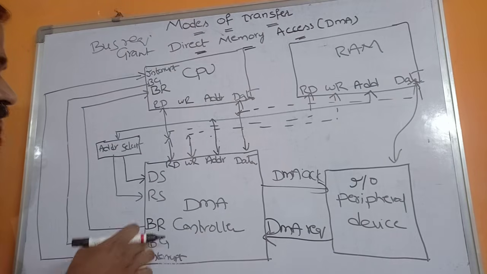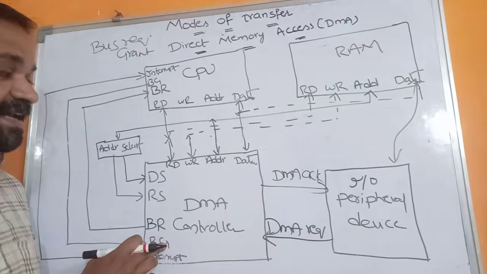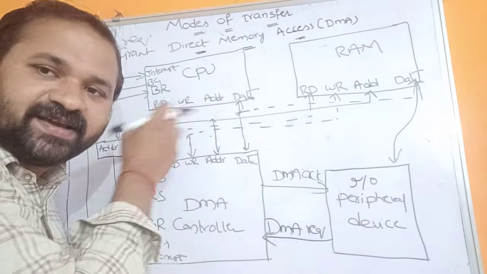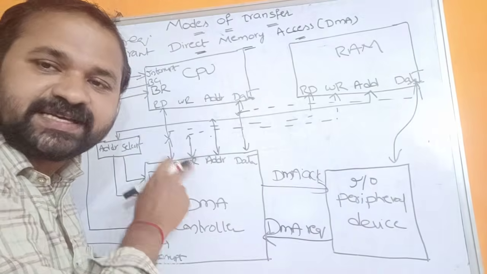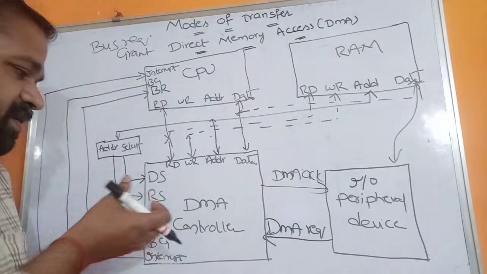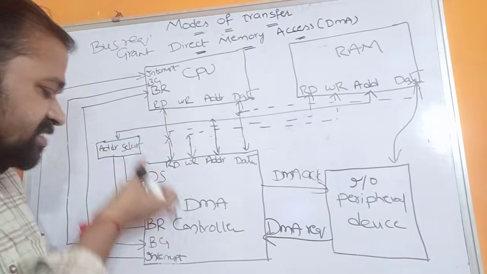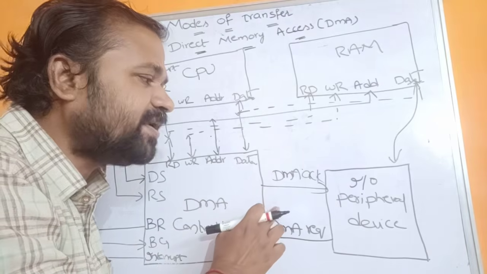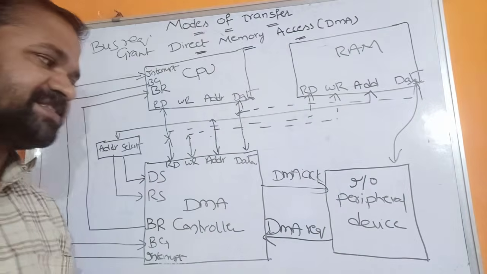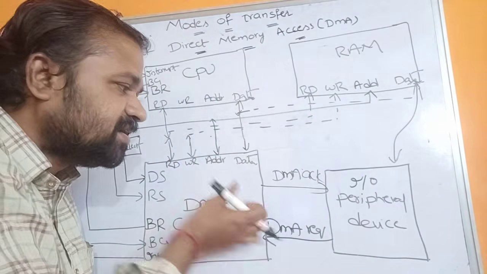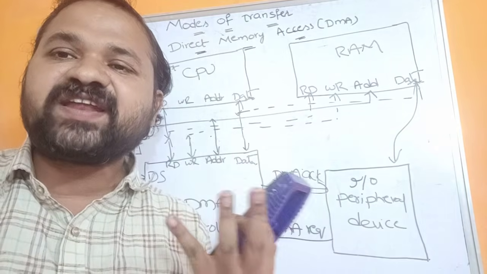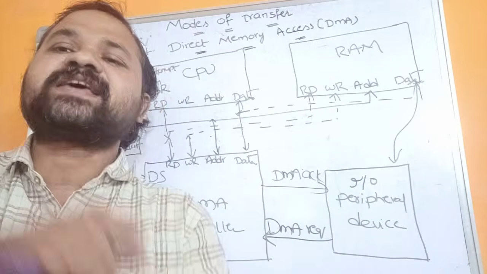Once the DMA controller receives the bus grant signal, then it can access the address lines, data lines as well as control lines such as read and write operations also. Whenever the DMA controller receives that bus grant signal, then it provides a DMA acknowledgement to the IO peripheral device. So the DMA acknowledgement specifies that DMA is ready for transferring the data between IO devices and the memory.